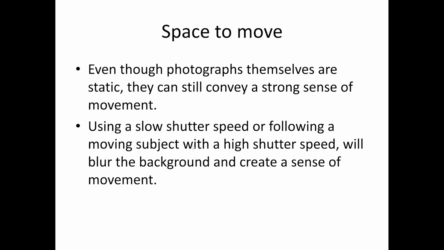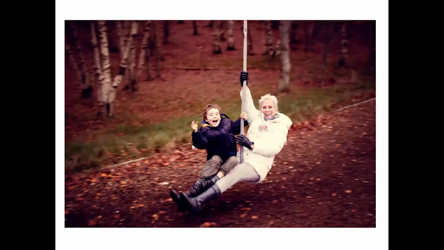Space to move. Even though photographs themselves are static, they can still convey a strong sense of movement. Using a slow shutter speed or following a moving subject with a high shutter speed will blur the background and create a sense of movement. So this was used by taking the photograph by panning, and what panning means is having quite a high shutter speed, following the moving subject with your camera and taking the photograph as you move along. So the people are quite still, but you know that they're not static because the background is blurred.